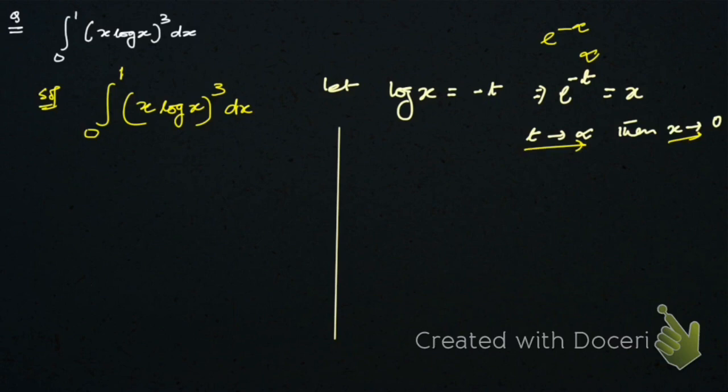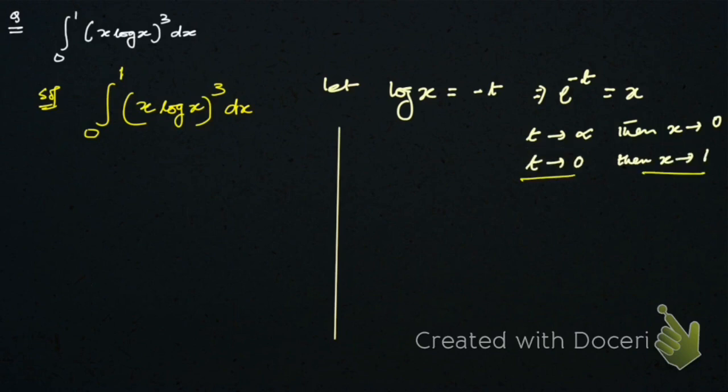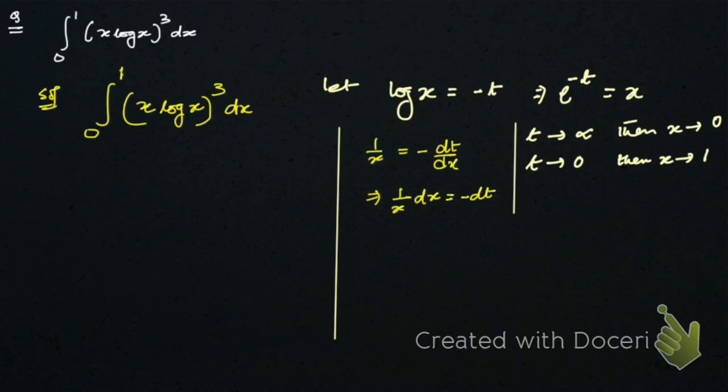So here you see, when t is 0, then x will be equal to 1. If you put 0 here, then this x will be equal to 1. So we can change this upper and lower limit to from infinity to 0. That's why we have done these things, right? Now you can see that if you differentiate it, you will get 1 by x dx equal to minus dt. So that's what we will get, right?